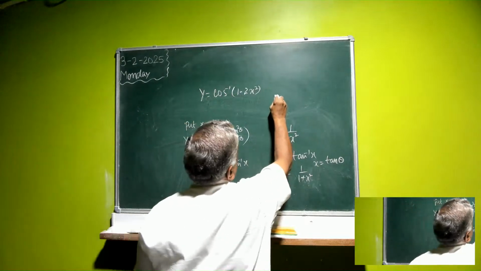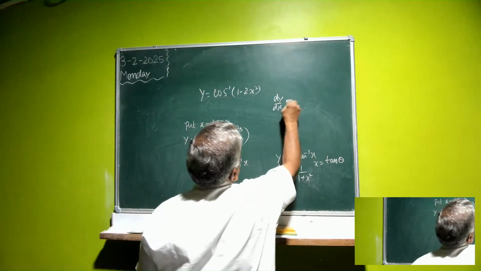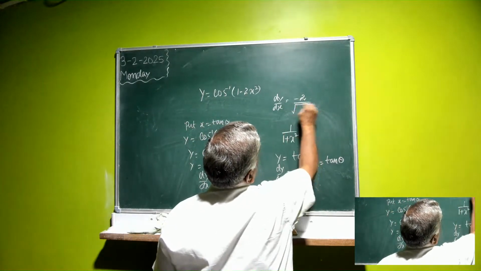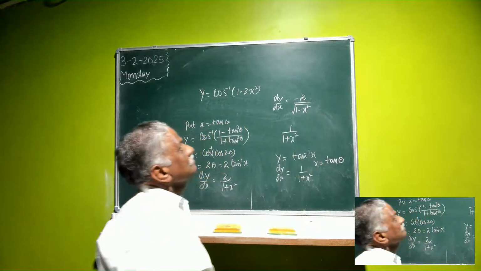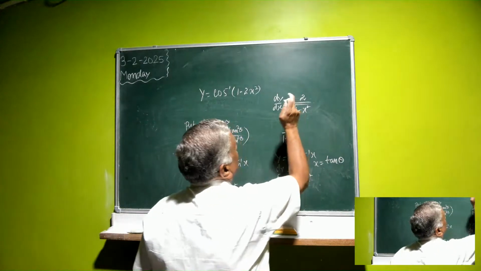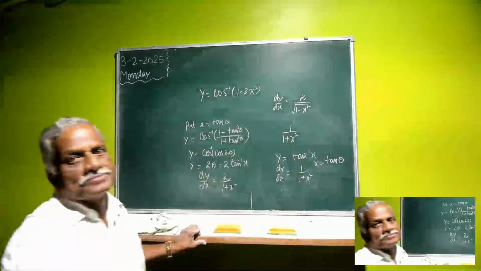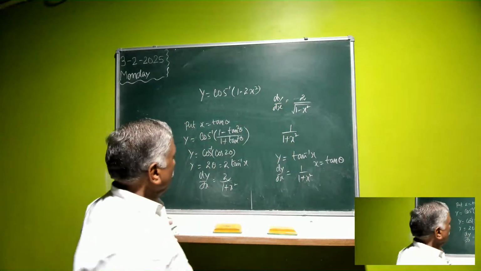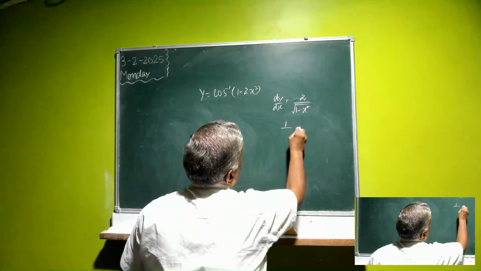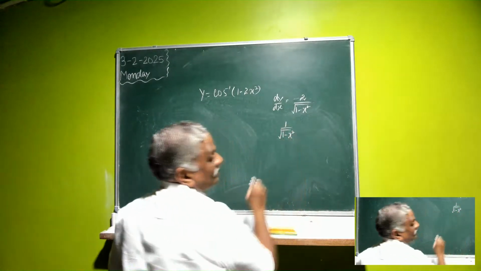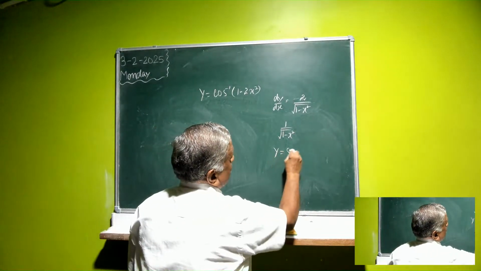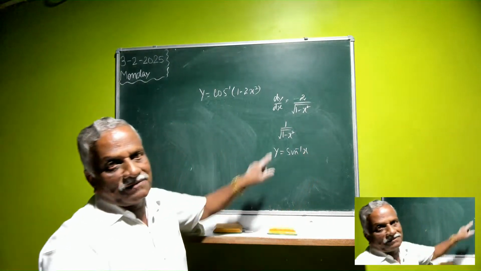The answer we got was minus 2 over root of 1 minus x square. So leave, not minus 2, plus 2 we got. So leave that 2. When you leave that 2, what do you get? You get 1 over root of 1 minus x square. Which function on differentiation has given this? If y is equal to sin inverse x, then you get the derivative as this.